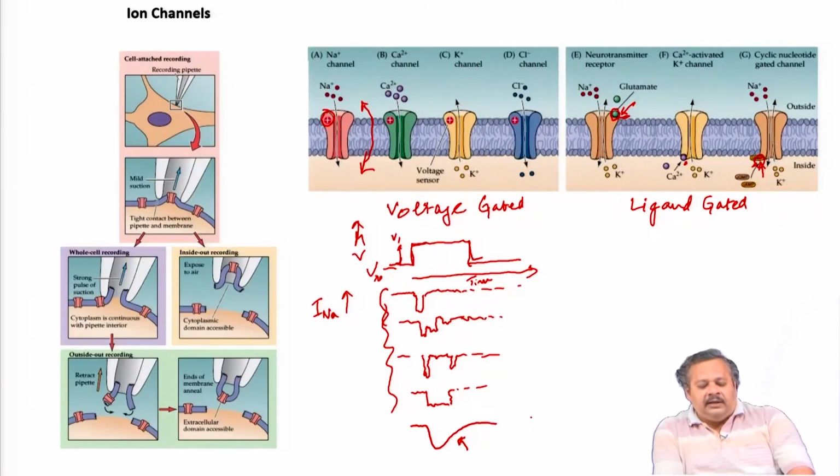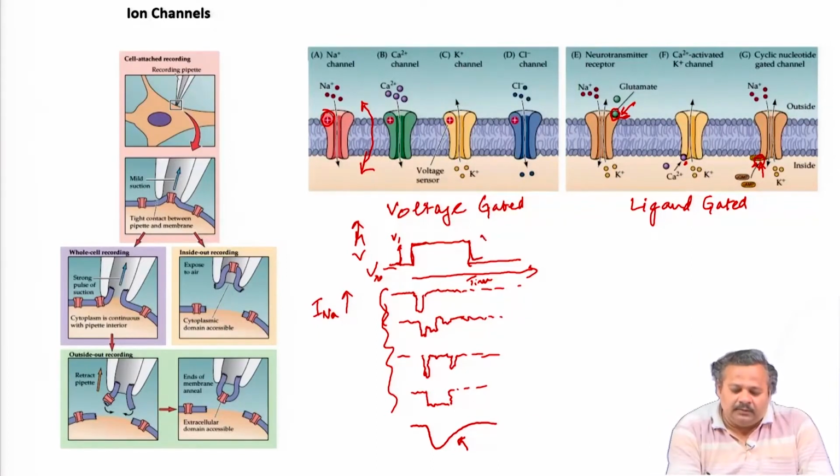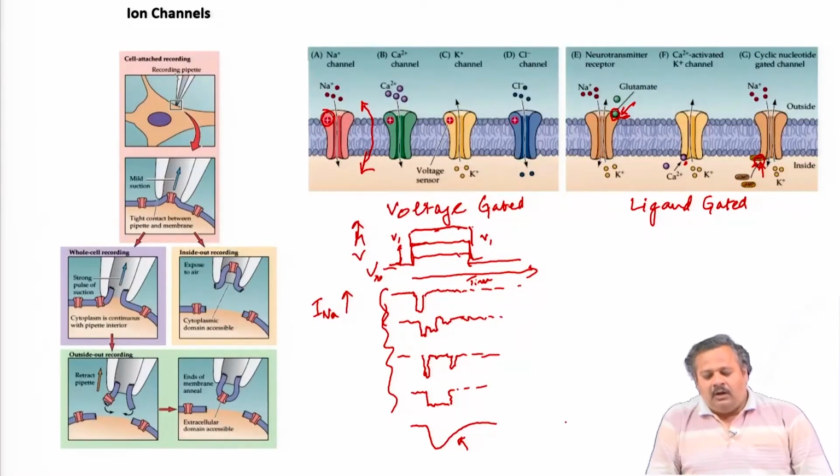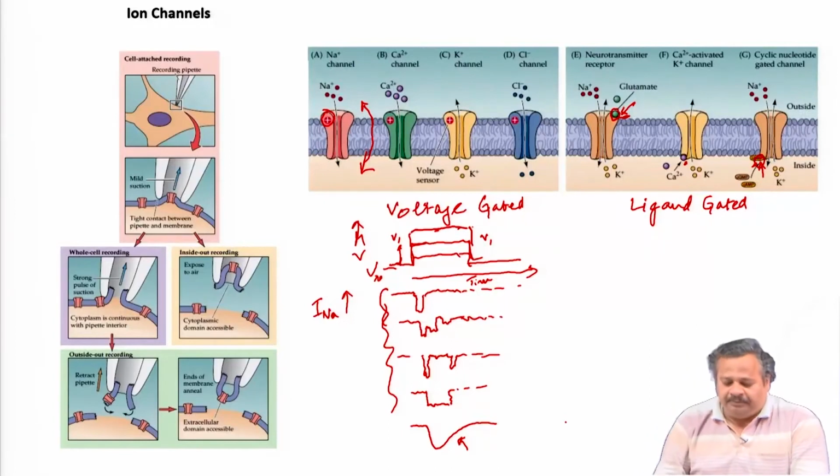And by varying the voltage V1, by varying the size of the depolarization, we can determine the different conductances, or the voltage dependence of this sodium conductance, and that we will come across later on when we do the Hodgkin-Huxley modeling.